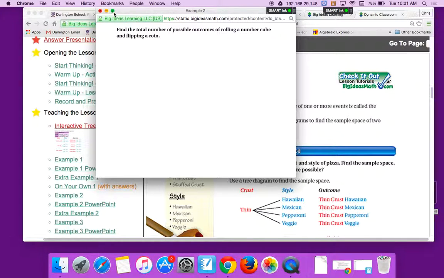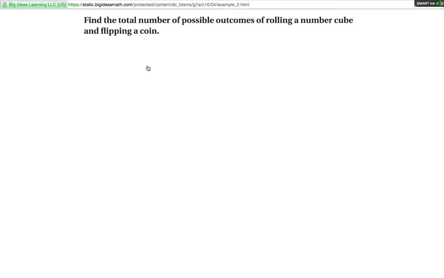Find the number of possible outcomes of rolling a number cube and flipping a coin. Well, a cube has 6 sides to it, and flipping a coin, there's heads or tails. So let's draw a table to represent this. You can do this by putting all the possible outcomes on the exterior of the table and then combining them almost like a multiplication table.